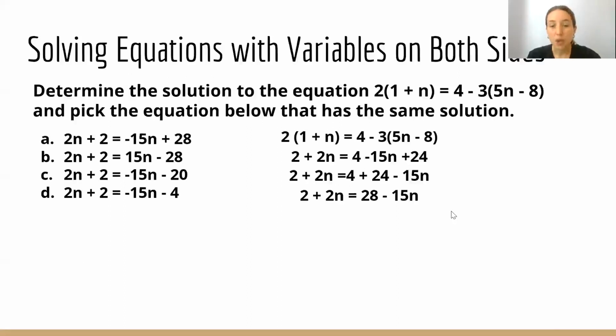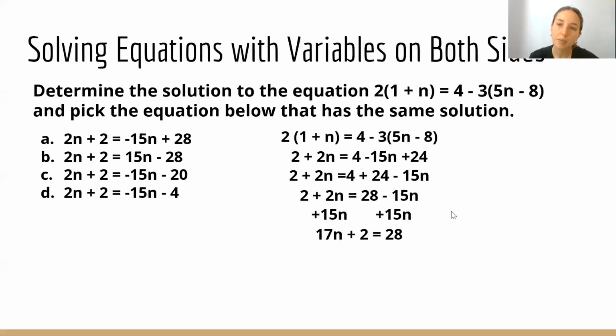Now I need to solve still. So I'm going to try and get all my variables on one side of the equation and all my constants on the other side of the equation. So let me start with those variables. I'm going to move them all to the left side of the equation. And to do that, I'm going to add 15n to both sides. That's going to give me 17n plus 2 equals 28.